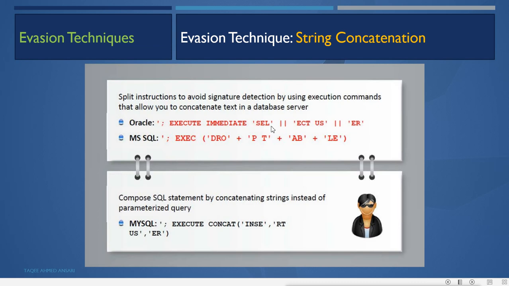Here it is dividing the select command into two parts and joining that with this double pipe. And in Microsoft SQL we have the plus sign. This plus sign is to join the strings. And what it is joining here, it is joining the drop command by using this plus symbol. It is dividing the drop command, and table also. Table T is here, and AB and LE is here. So it is dividing this query into different parts and joining it by using this operator.